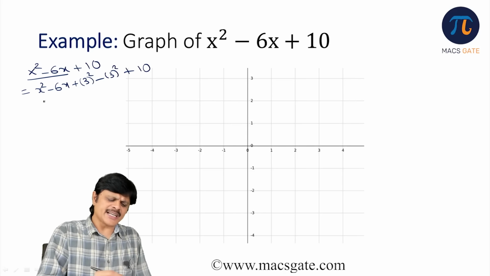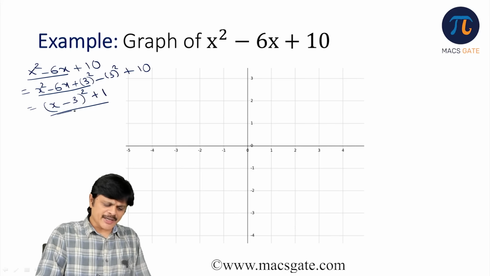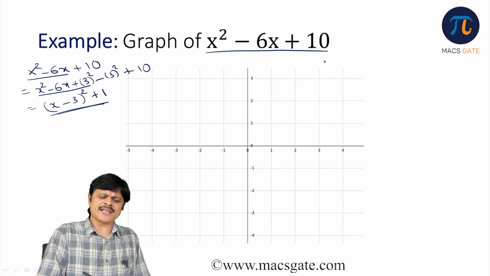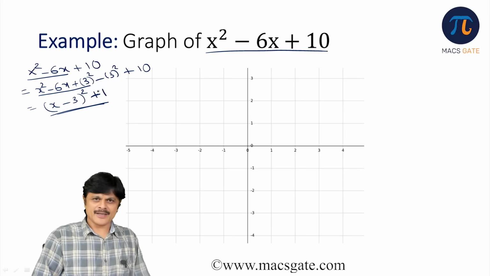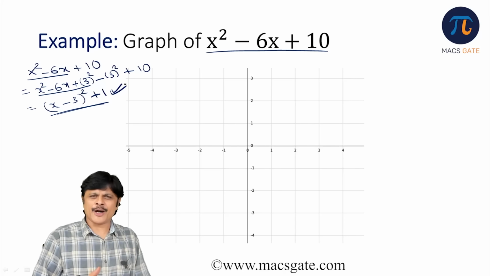This plus 10 is anyhow there. So this fellow is nothing but x minus 3 whole square. This is minus 9 plus 10, which is plus 1. So this is your function. Okay, this original function x square minus 6x plus 10 can be written as x minus 3 whole square plus 1. Okay, now let us see how to draw this particular graph using our operations.